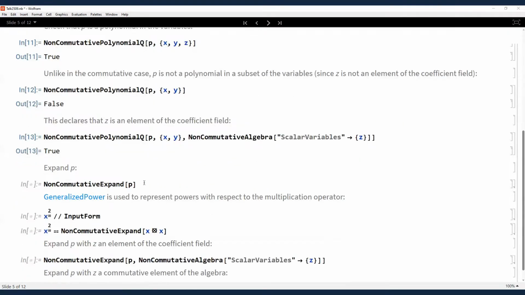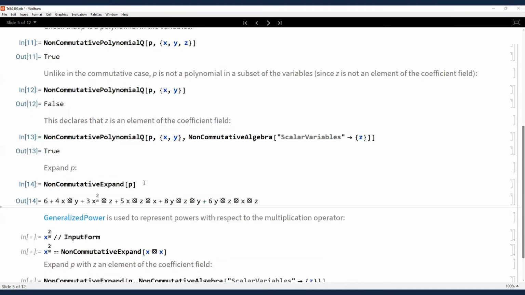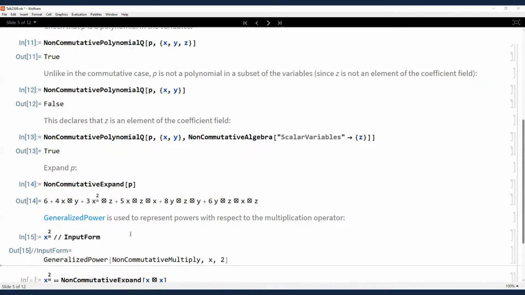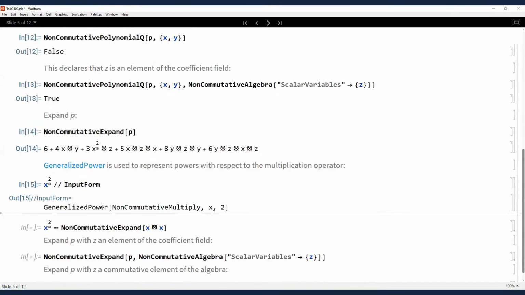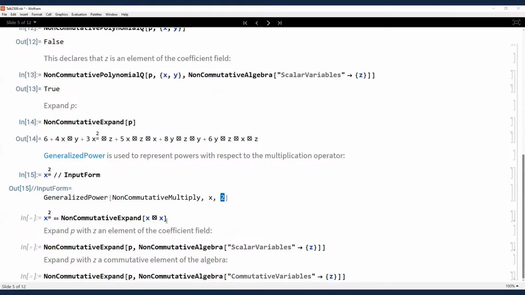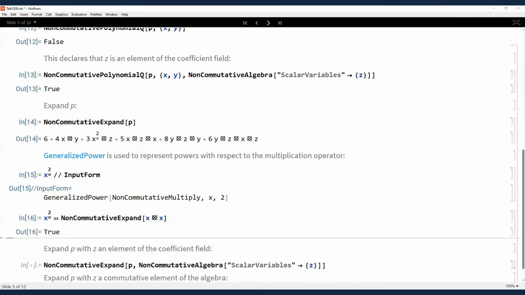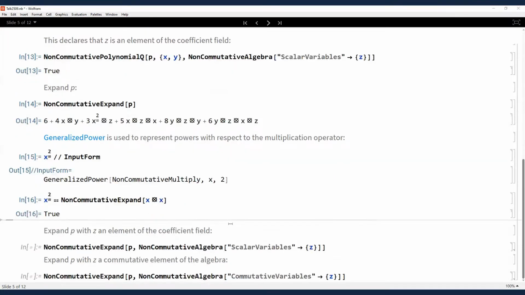We can expand the polynomial P. As you can see, we got this in the result. This is a generalized power of non-commutative multiply. So let's see the input form of this: it is a generalized power, the operation x, and it's a second power. And as you can see, the second power of x is the same as x non-commutative multiply with x.